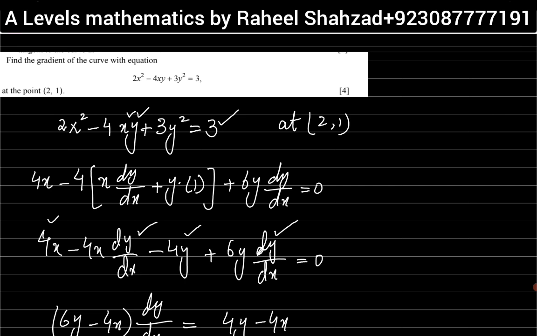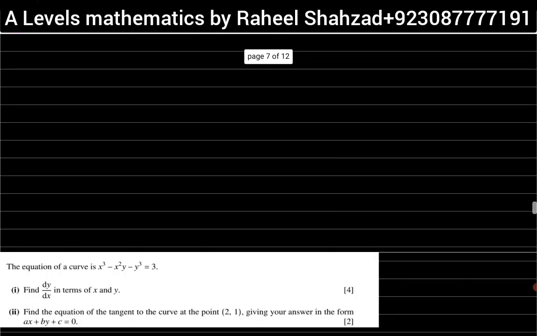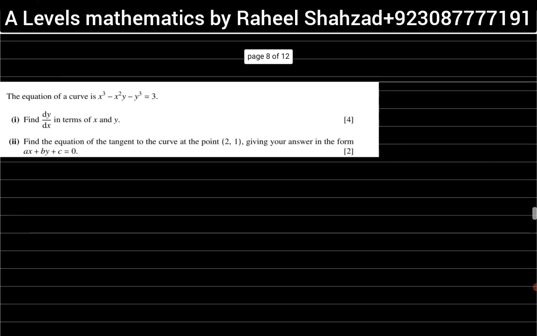The point was given and we used implicit differentiation to find dy by dx, right? Okay, now let's move to the next question.